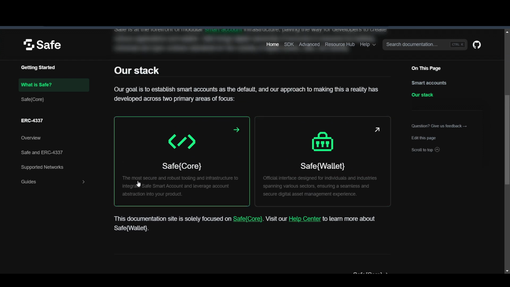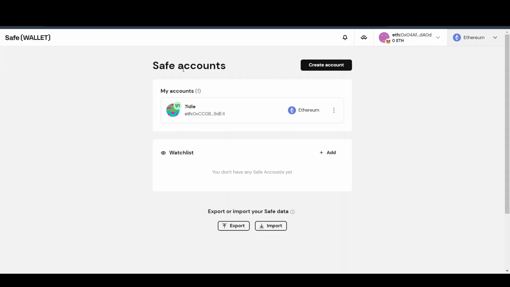So Safe Core is basically used for the most secure and robust tooling and infrastructure to integrate Safe smart accounts and leverage account abstraction into a product. Whereas their Safe Wallet is an official interface designed for individuals and industry. So anyone can actually use their Safe Wallet. So basically, if we go to the Safe Wallet, this is the Safe Wallet which I have created here. This wallet I just created is to show you how it works.